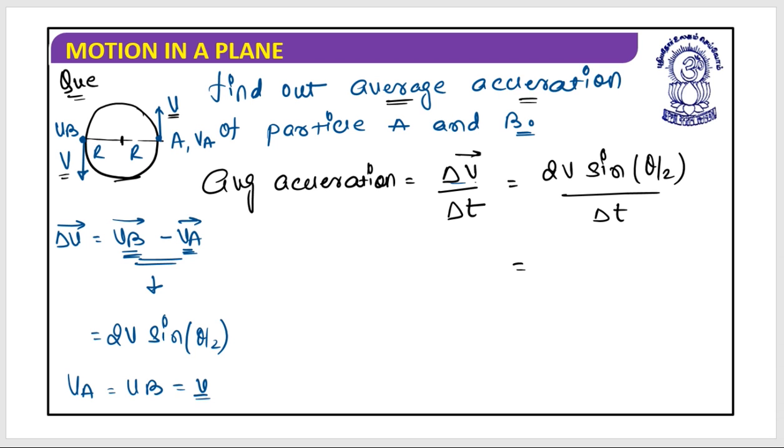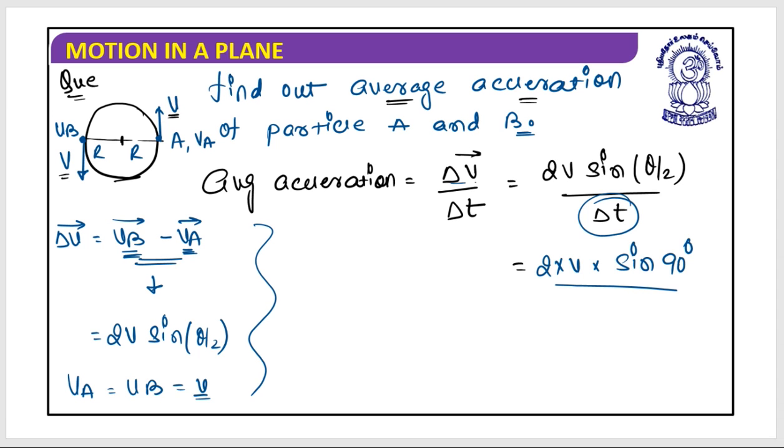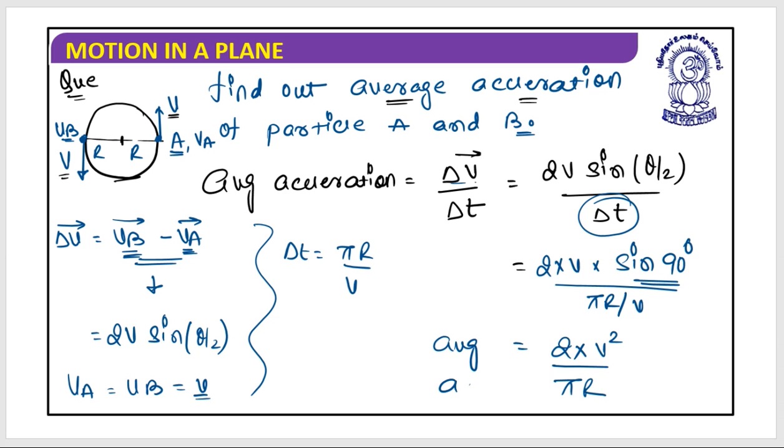So let's use this: 2V sine theta by 2, which is 2 into V into sine of 180 by 2, which is sine 90 degrees, divided by delta t. Now how should I calculate delta t? As you can see, A and B are at two diametrically opposite points of a circle, so delta t can be written as pi r by v. Now sine 90 is 1, so it's 2 into v square divided by pi into r. This is the average acceleration.